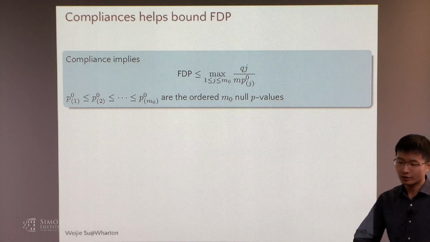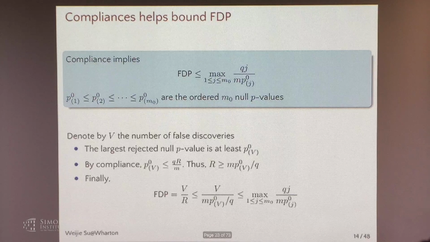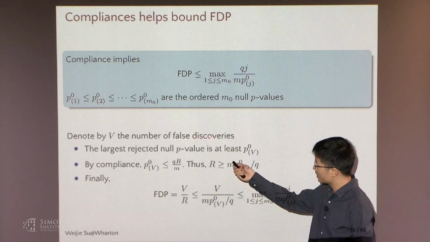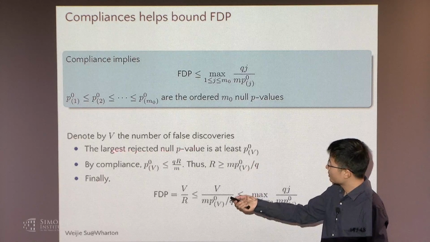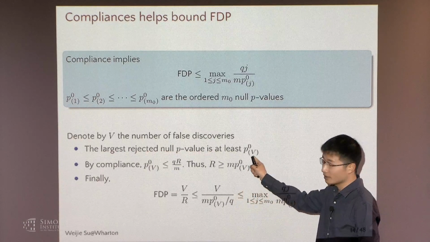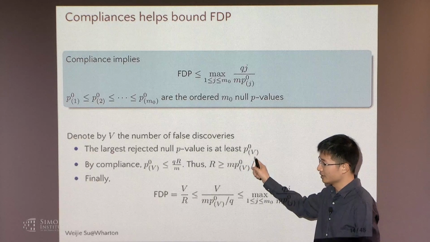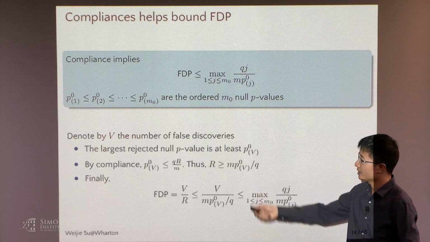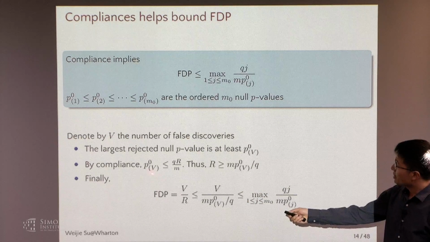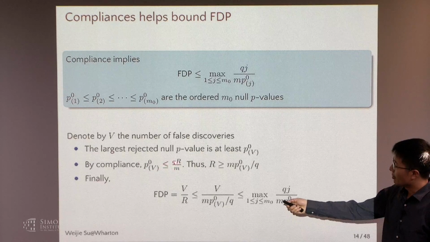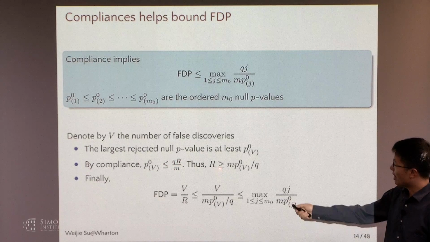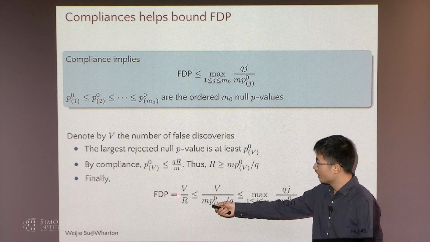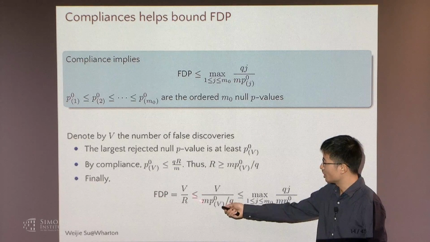Here M0 denotes the total number of null p-values. And how to prove it? Actually, it's very simple. First, let's denote V by the number of false discoveries. Then the largest rejected null p-value must look like this, right? Because these are the smallest V null p-values, there are at least V of them rejected. And then by compliance, this p-value must be below q times R over n. So R must be lower bounded by this number. So now FDP, by definition, V over R, must be smaller than that.